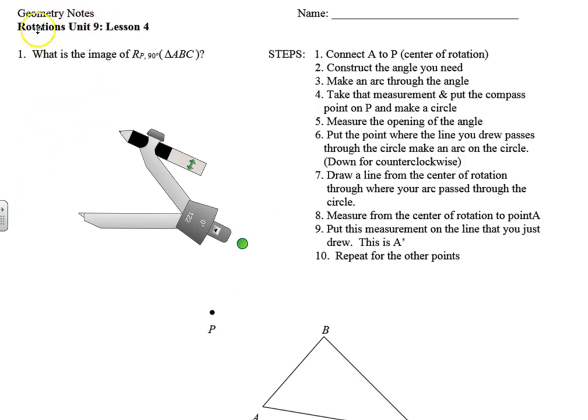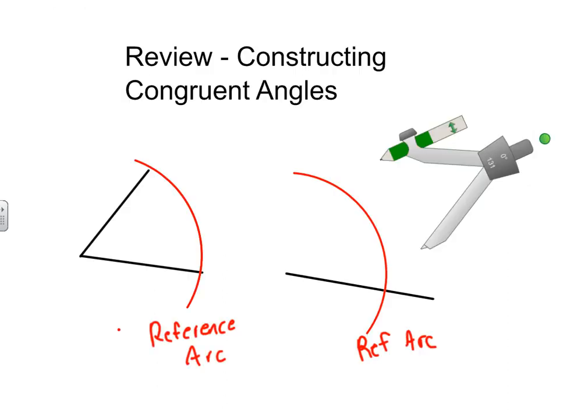We're going to work on constructing rotations. For the translation and the reflection, I just tagged that little piece to the end of those lessons. But this one takes a little more work, so we're going to spend a little more time with it here. The first thing I want to do is begin by reviewing constructing congruent angles.